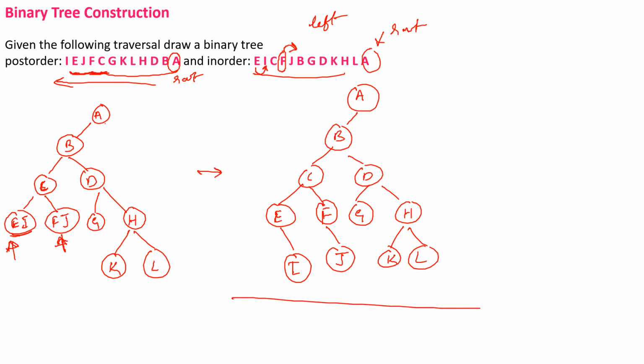So this is the final binary tree which we have constructed using the post order and in order. So post order always helps us to identify the root node and parent nodes, and in order helps us to identify the left subtree nodes and the right subtree nodes.